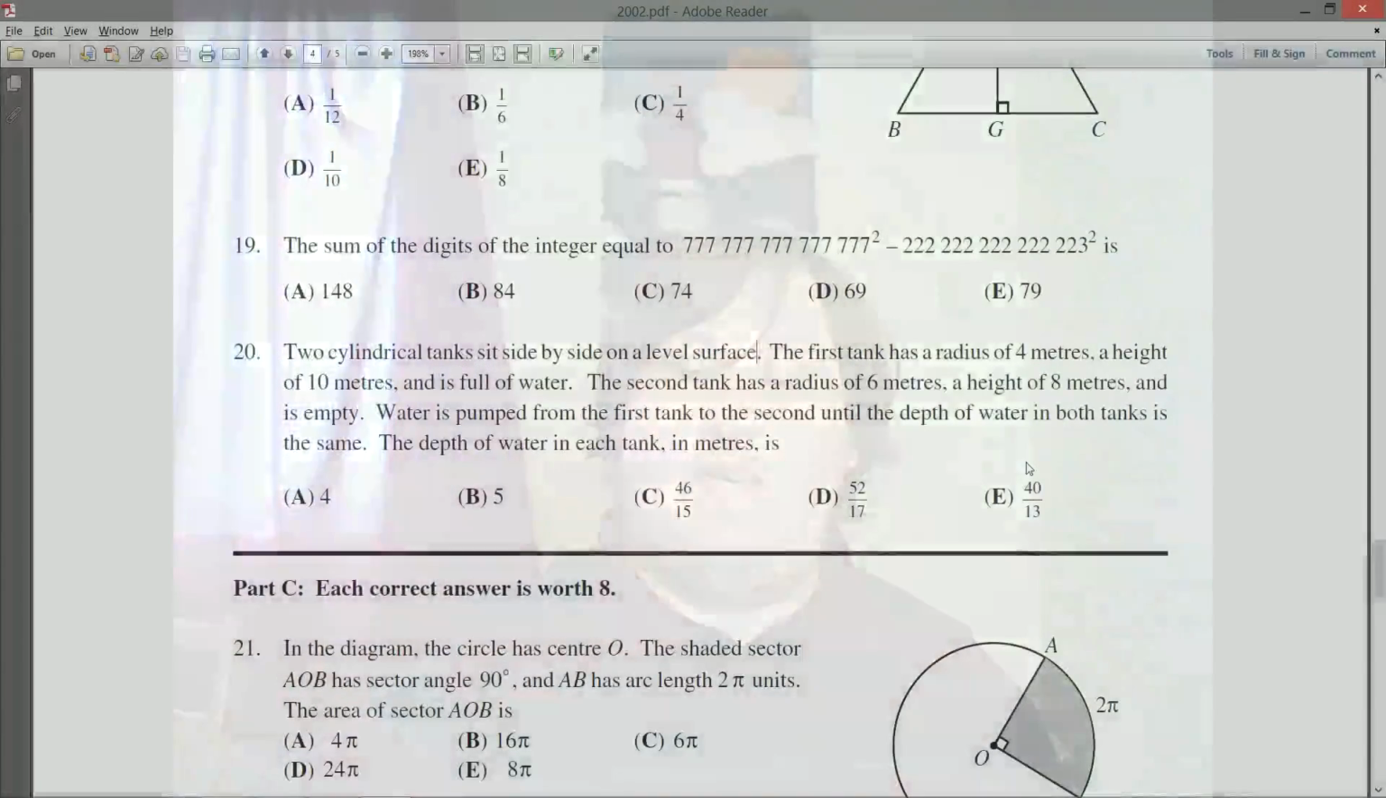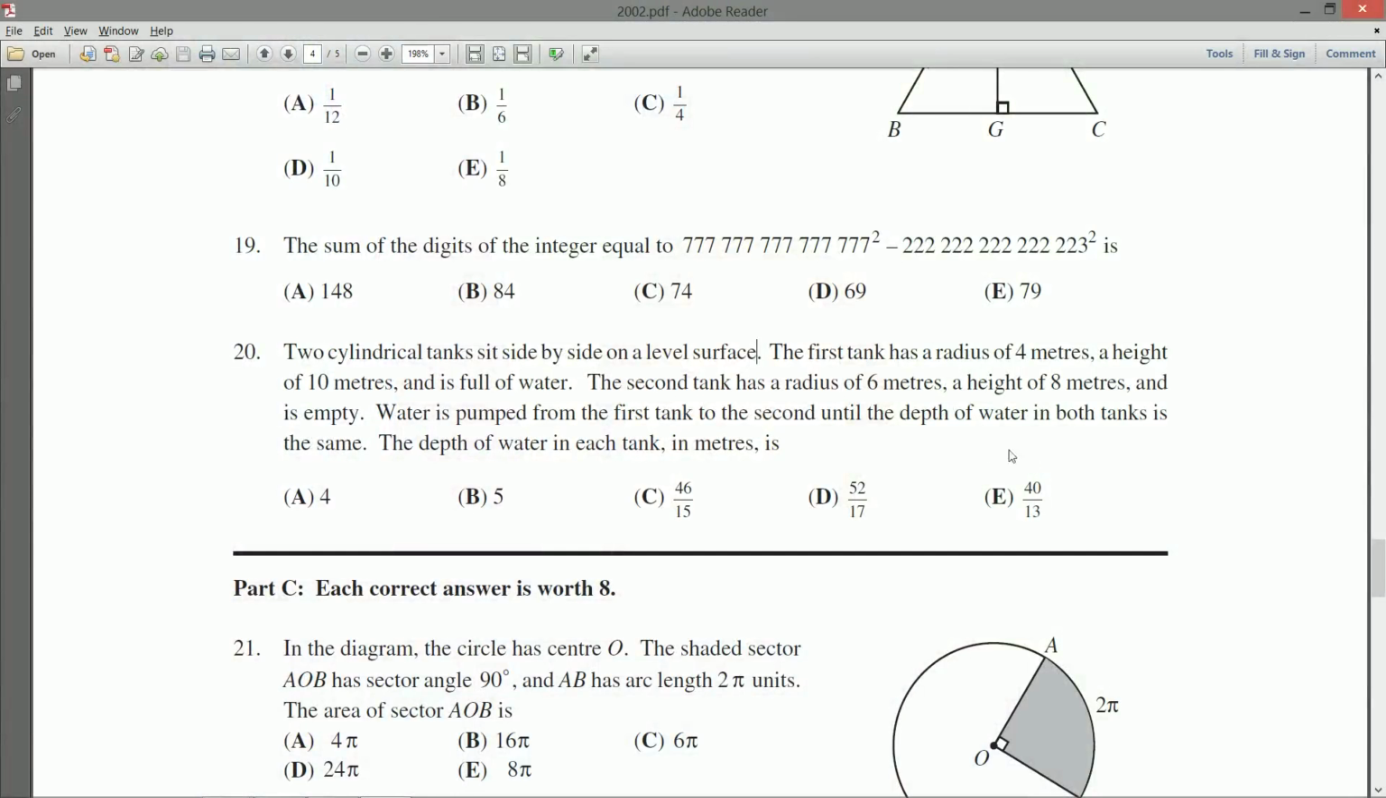It says, the sum of the digits of the integer equal to 777 trillion, 777 billion, 777 million, 777,777 squared minus 222 trillion, 222 billion, 222 million, 222,223 squared is... Alright. So it's quite clear that these numbers are way too big to use our calculator.